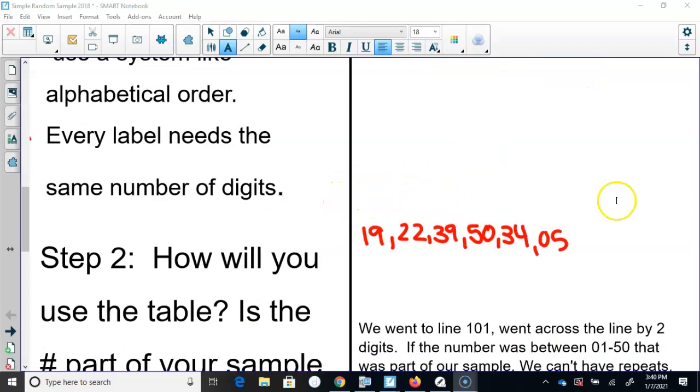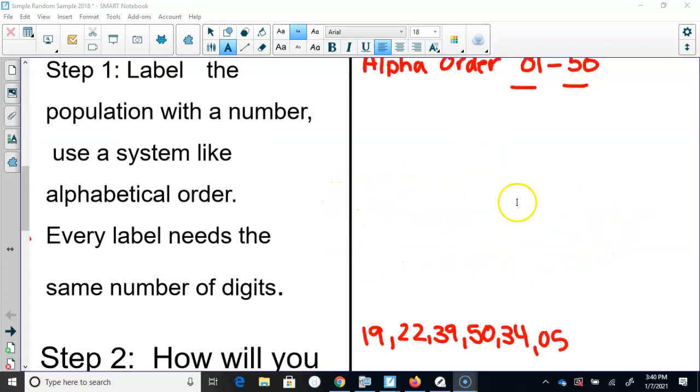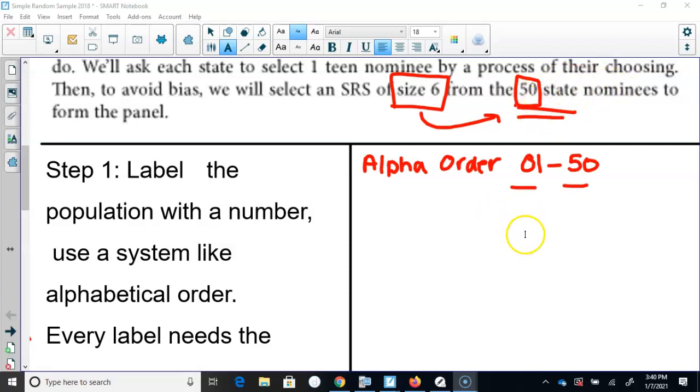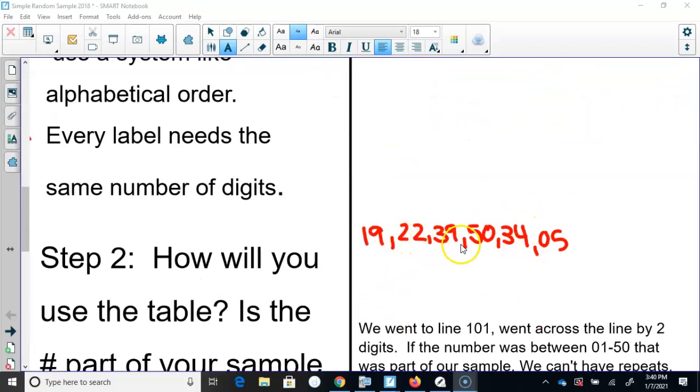All right, ladies and gentlemen. So what we just did is we did a simple random sample and we talked about these 50 state nominees, right? 19, 22, 39, 50, 34, and 5. And we labeled them in alpha order, okay?